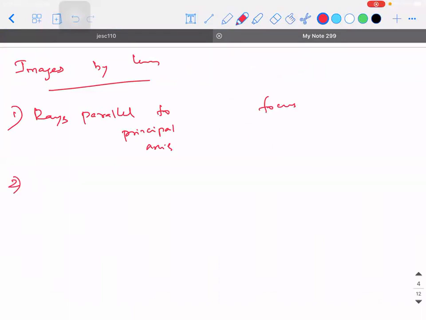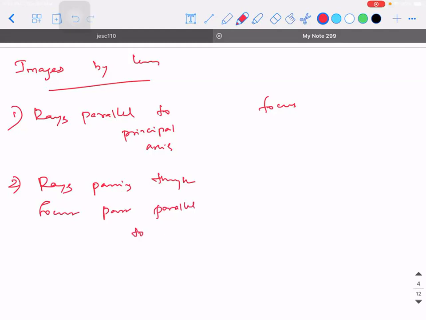Second, rays passing through or directed to the focus will emerge parallel to the principal axis. Rays passing through the focus will emerge parallel to the principal axis. That's right.